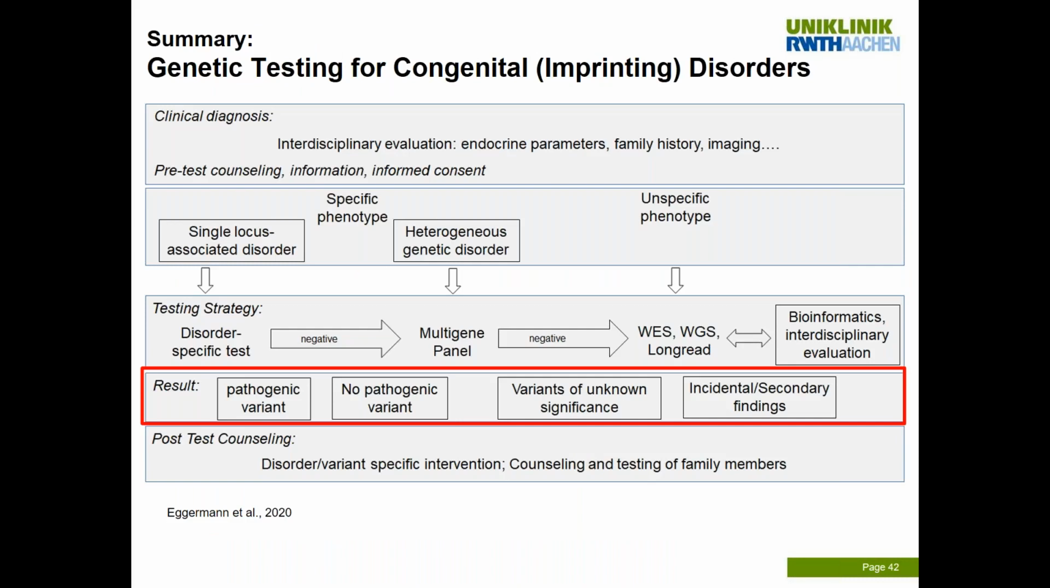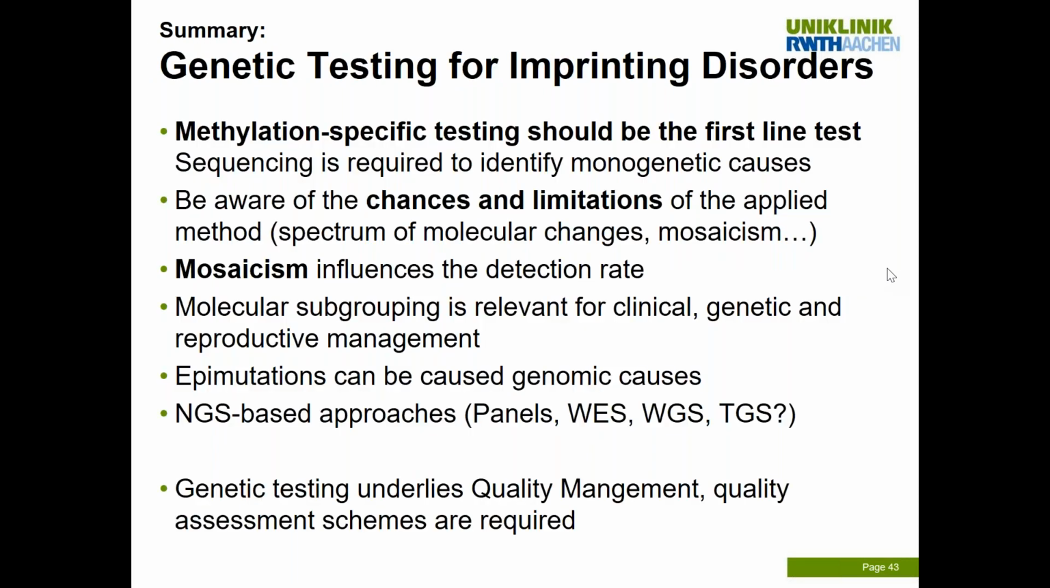This is an overview on genetic testing of congenital disorders in general, and you might know this from our joint paper from the Endo-ERN, just to remind you that genetic testing is not as easy as it might be regarded, and that you might have different results. Of course, you hope to get information on the pathogenic variant, but you might get information on variants of unknown significance. You might have incidental findings in case you apply next generation sequencing. Therefore, be careful in case you apply next generation sequencing.